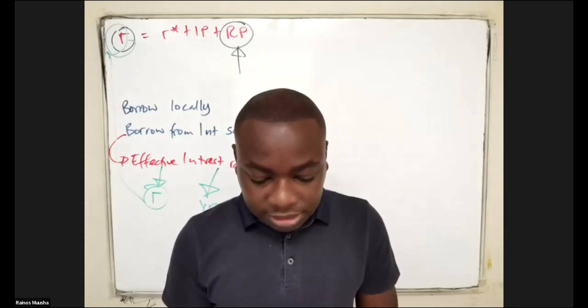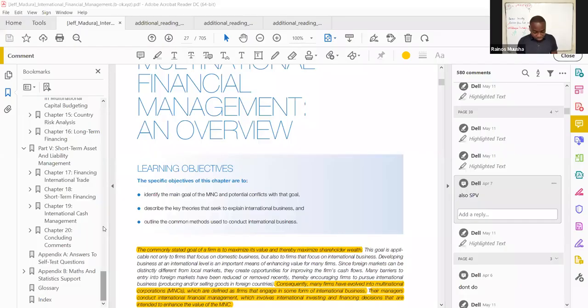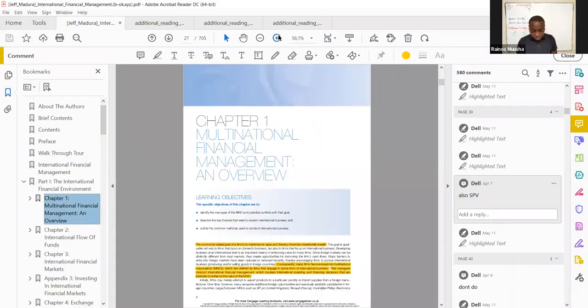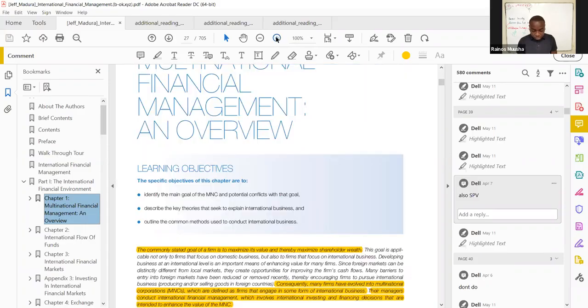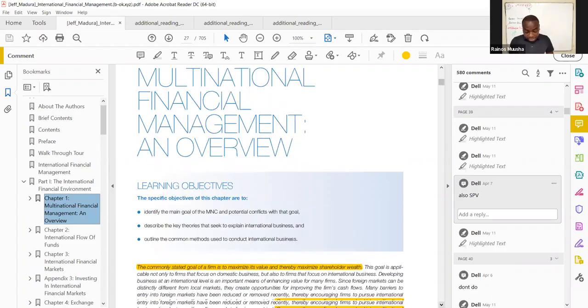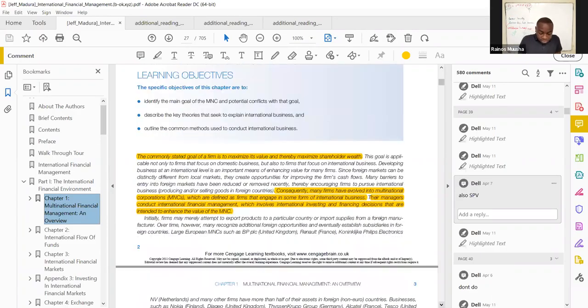All right, so let's have a look at chapter 1. Chapter 1 is based on study unit 1. For study unit 1, we look at multinational financial management: an overview. Looking at the overview, they tell us that the commonly stated goal of a firm is to maximize its value, and therefore maximize the shareholders' wealth.